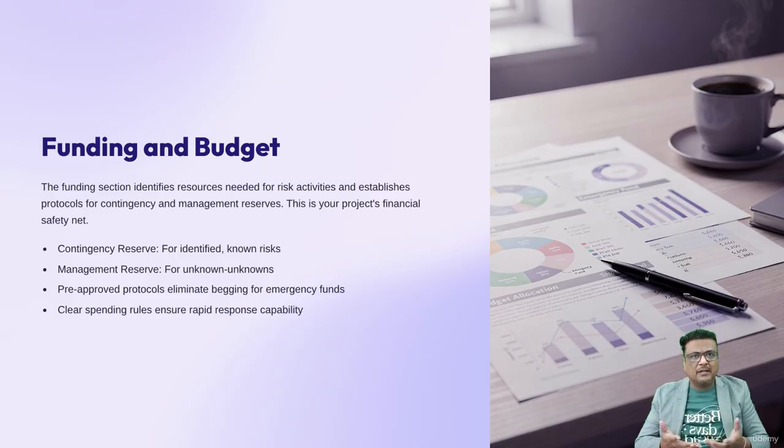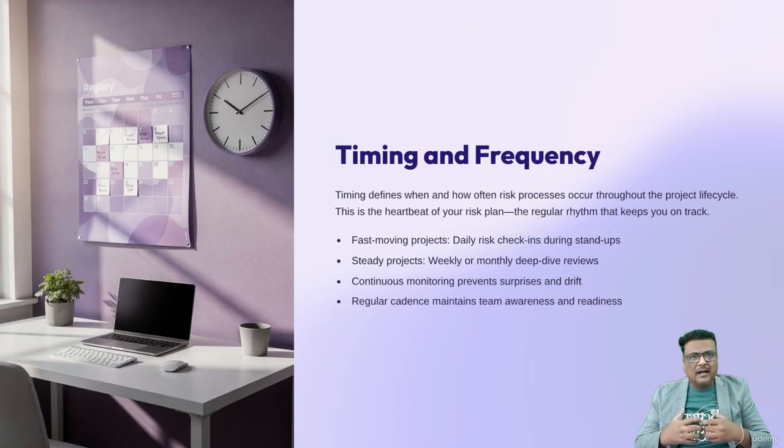So now that we've mastered the idea of securing our project's safety net of cash, you might be wondering when and how often we should be checking in on these risks. Well, that brings us right into our next step, which is timing and frequency. Timing is the part of the RMP that defines when and how often the risk management processes will be performed throughout the project lifecycle. In our everyday language, this is the heartbeat of our risk plan. Is this a once a week conversation or a once a month deep dive?